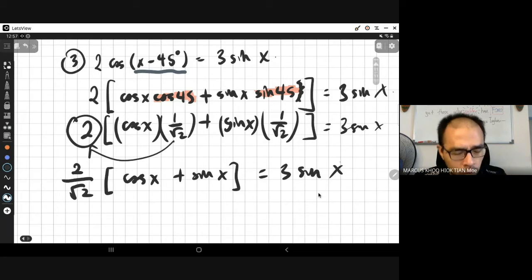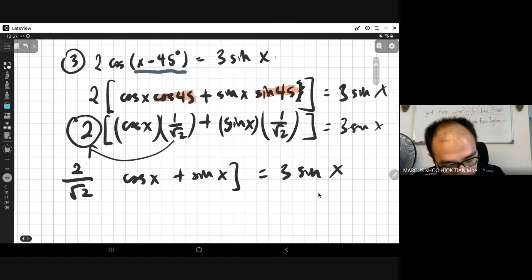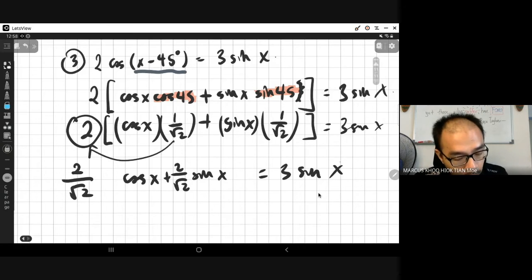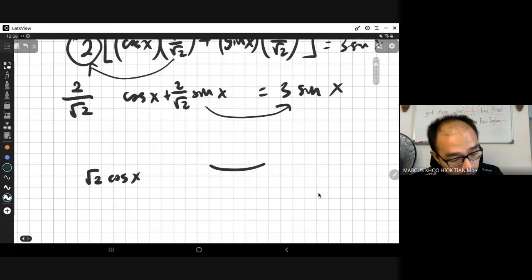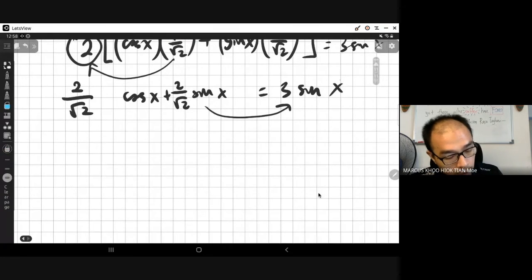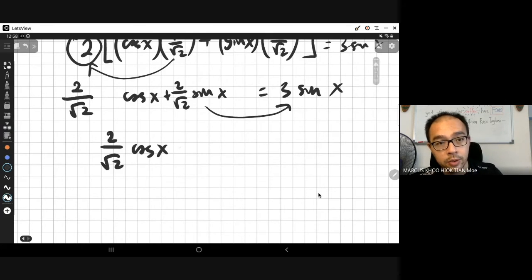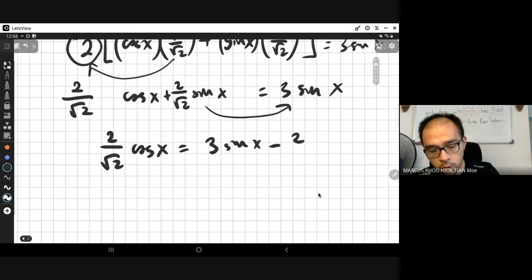Let's not make this more difficult. Plus 2 over square root 2 sine x. Begitulah. Okay, saya kasih darab masuk. And then what's going to happen is I bring this across. You know why I'm bringing this across? Because 2 over square root 2 cos x equals to 3 sine x minus 2 over square root 2 sine x.